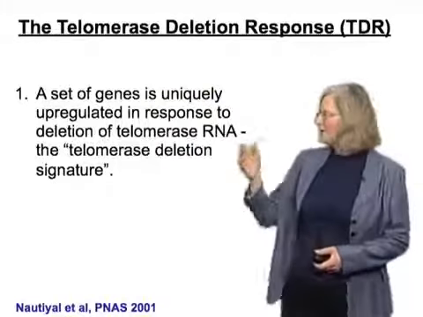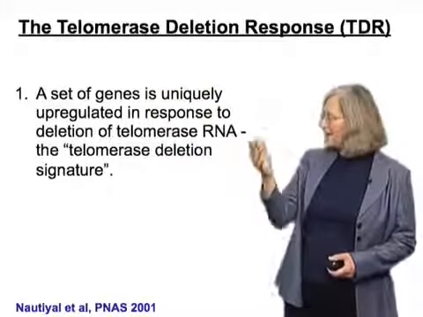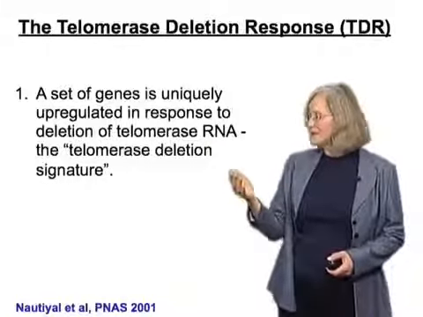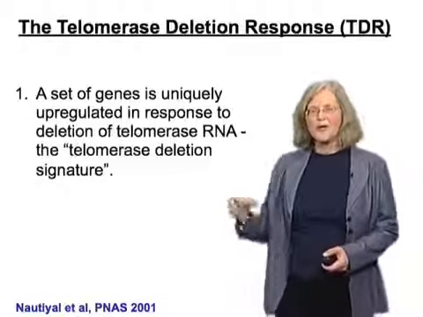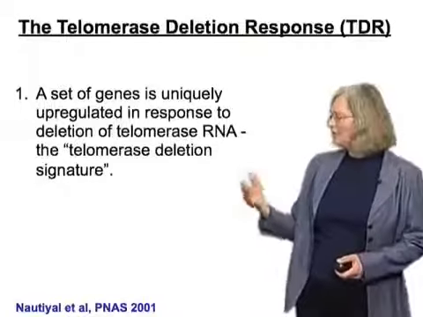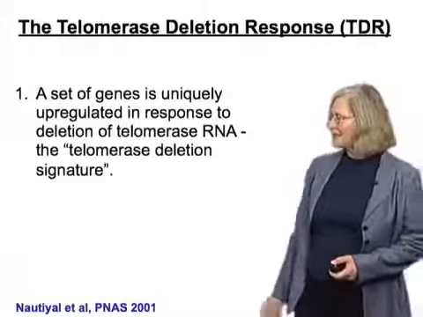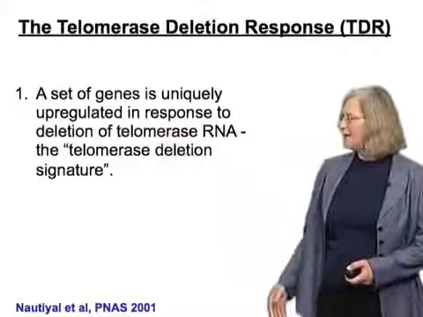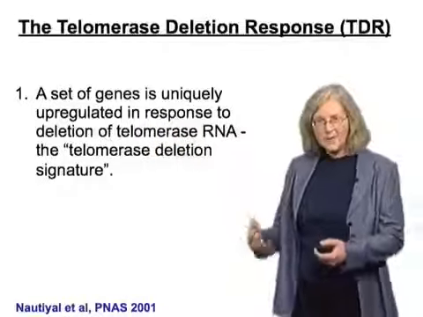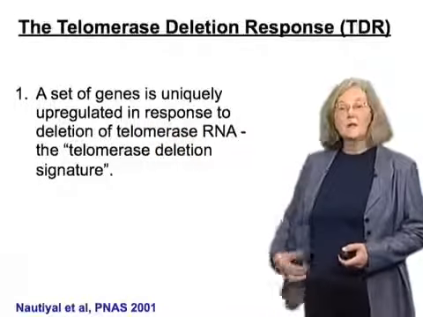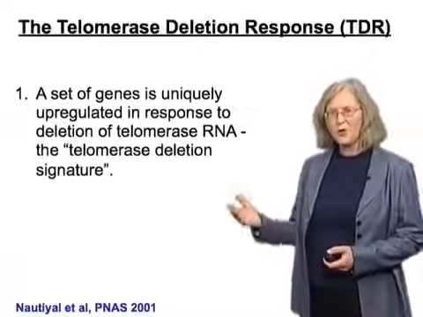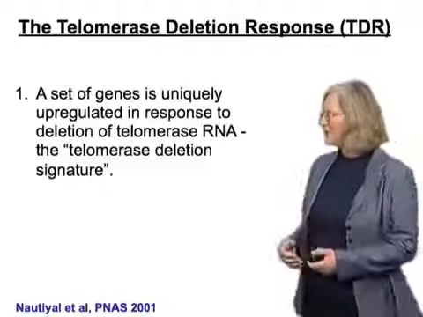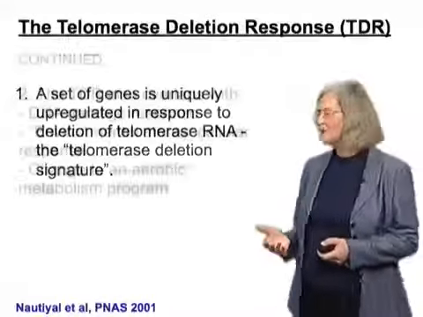Now, we found a set of genes uniquely upregulated in response to the deletion of telomerase RNA, and we call that the telomerase deletion signature. It was a particular group that behaved as a group only when you deleted the telomerase RNA. So that would be a group of those that showed up as red because they were upregulated. And that hadn't been seen by any other manipulation. So the cells indeed were sensing that they were losing telomerase, and they responded in a particular way by changing their physiology, which we read out as a change in gene expression profile.